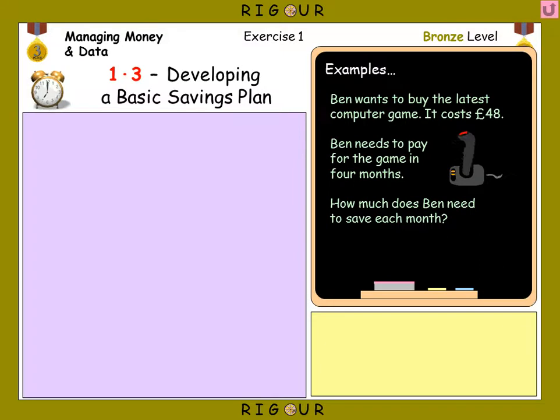So here's the example. Ben wants to buy the latest computer game. It costs £48. Ben needs to pay for the game in 4 months' time. How much does Ben need to save each month? So he wants to save the same amount every month, so we need to see how many times 4 goes into 48. So we do £48 divided by 4, and either using a calculator or otherwise means that Ben will have to save £12 per month to be able to afford to buy this computer game.